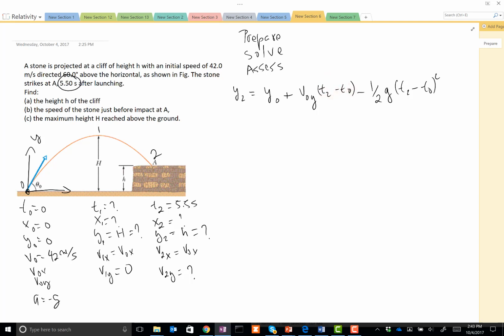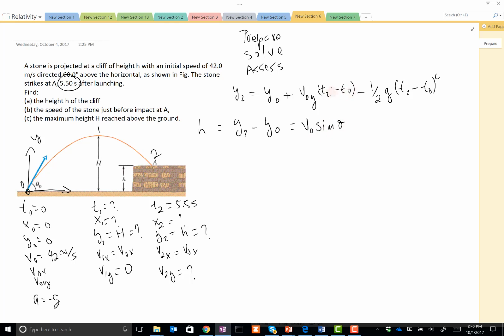So now we have that equation, so we can write that y2 minus y0, right? So y2 minus y0, that is actually h. That is what we want to find. And that is equal to v0y, which is v0 sine of theta, which is 60 degrees.